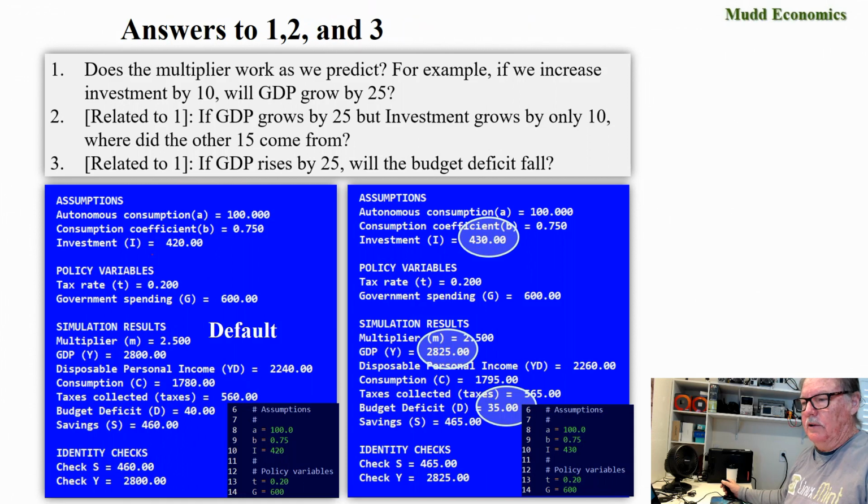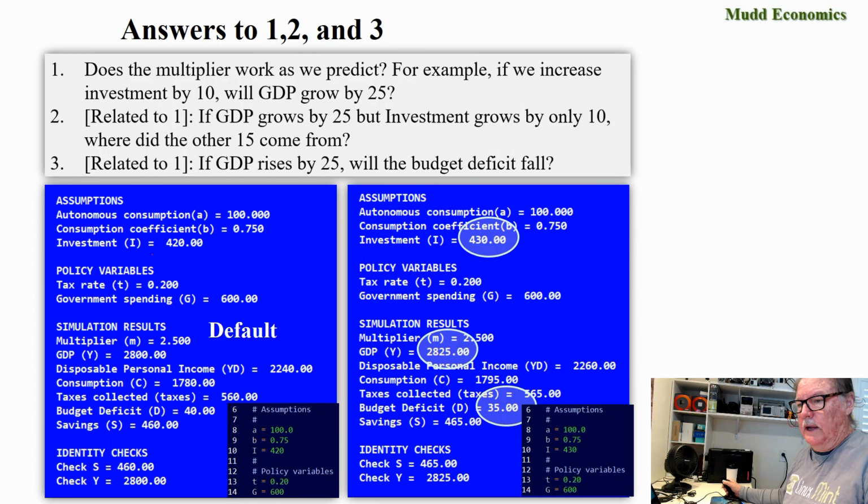But the other 15 is found in, for example, consumption. Consumption was 1780 on the default. Consumption has risen to 1795. And that's why the multiplier works, because there's a spread effect. It implies that if you spend an autonomous amount of money in building a new factory or something like that, especially in a region, but this is a national model, then it generates income, and that causes consumption to rise as well. And that is what explains, in fact, in this elementary model, the other $15.